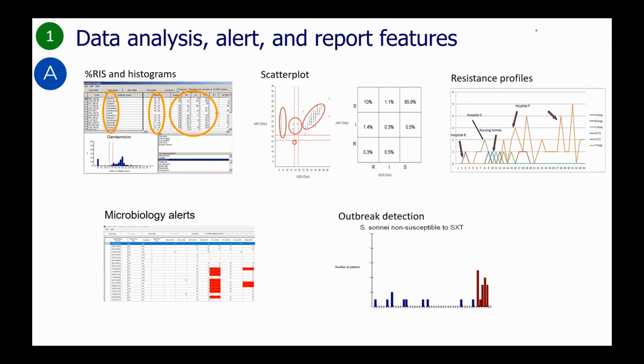The final figure demonstrates statistical alerts for the detection of possible outbreaks in the community or outpatient setting. The statistical alerts are possible through the integration of the free SaTScan software in WHONET. SaTScan stands for Space and Time Scan Analysis. In this graph, the red bars represent a statistically significant clustering of patients with Shigella sonnei, which are non-susceptible to the antibiotic SXT, known as trimethoprim sulfamethoxazole.